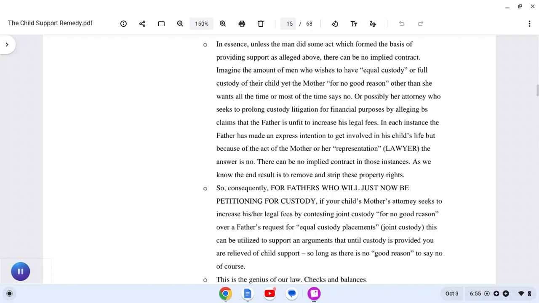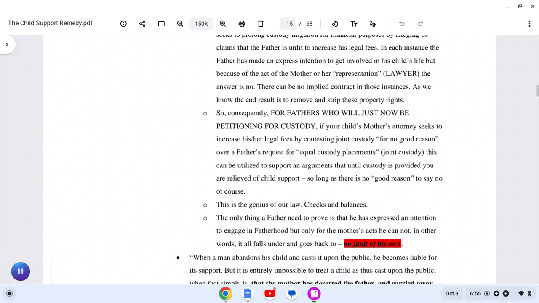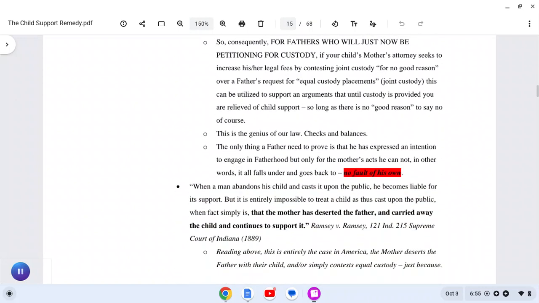So consequently, for fathers who will just now be petitioning for custody, if your child's mother's attorney seeks to increase his or her legal fees by contesting joint custody for no good reason over a father's request for equal custody placements, joint custody, this can be utilized to support an argument that until custody is provided, you are relieved of child support, so long as there is no good reason to say no, of course.